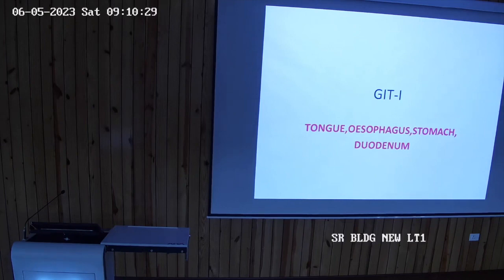As you have read in your previous classes, GIT starts from the oral cavity and continues up to the anal orifice. The inner surface of this whole part of GIT is lined by mucous membrane. That mucous membrane varies in different parts of the body. In the oral cavity, the slides which you will see will talk about that.